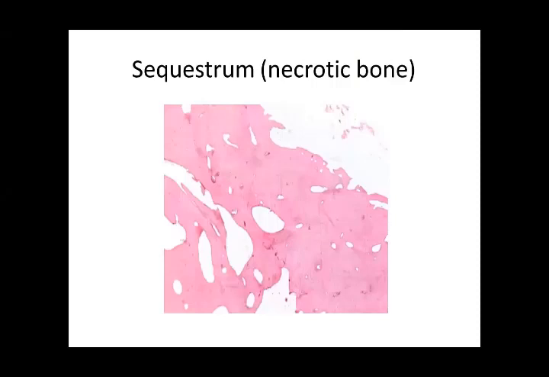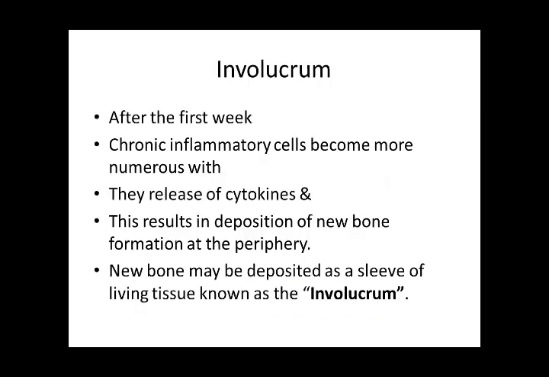Sequestrum is, as you see in the picture, all the pink area. You don't see anything in this pink area. There is no formed element. You don't see any cell. This is just pink. This is dead tissue. It is dead. As for the involucrum, after the first week, chronic inflammatory cells become more numerous and they release cytokines. The result is deposition of new bone at the periphery. New bone may be deposited as a sleeve of living tissue known as involucrum.